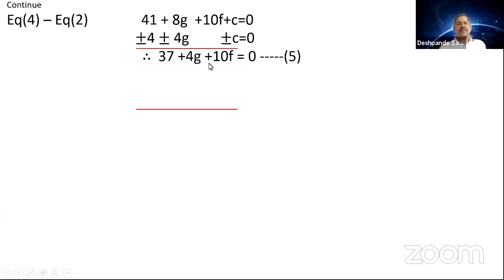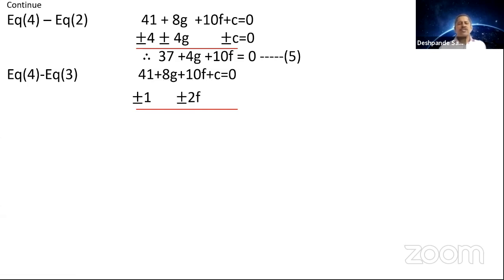Likewise, you take another pair, equation 4 minus equation 3. So again, I have taken equation 4, 41 plus 8g plus 10f plus c is equal to 0. Next equation 3 was 1 plus 2f plus c is equal to 0. So again, you got plus c and plus c. So to eliminate c, you have to change the sign. So the plus has become minus, minus, minus. The equation 3 has become minus 1 minus 2f minus c is equal to 0.